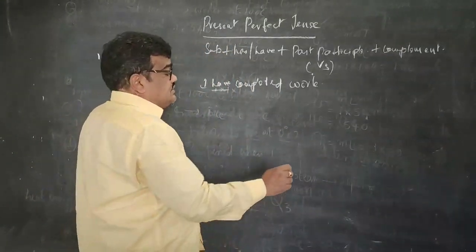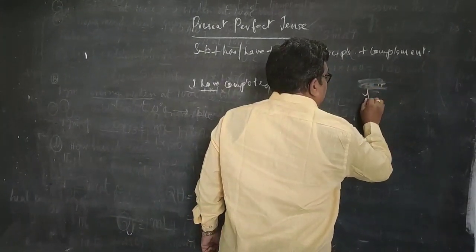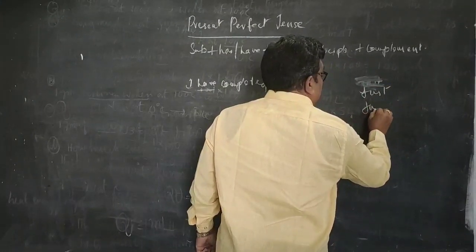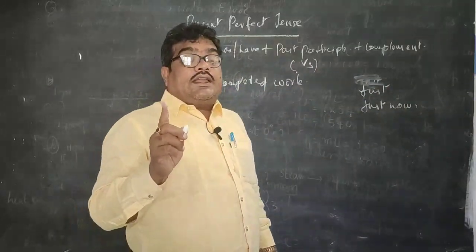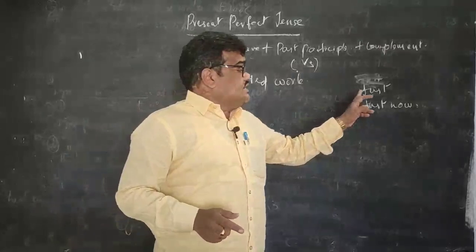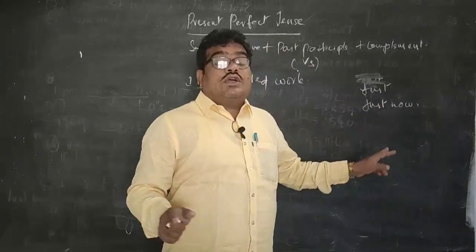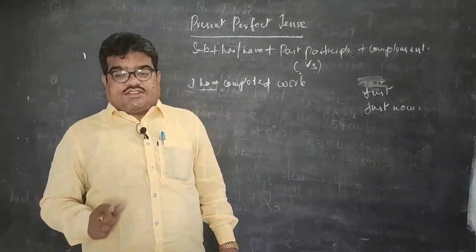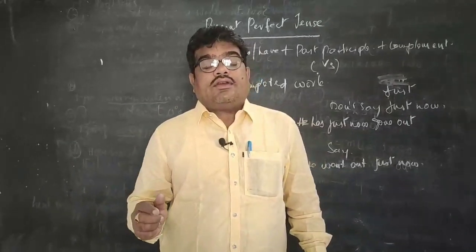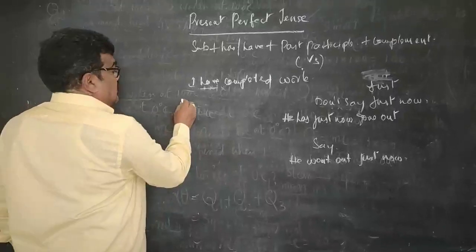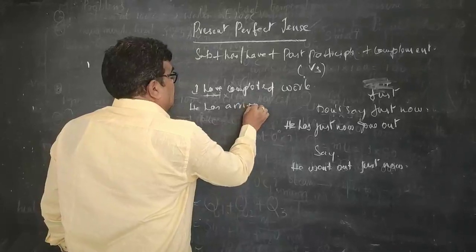When do you have to use just and when do you have to use just now? In British English, just is always used with the present perfect tense, and just now is used with the simple past tense. Another example, he has arrived at last.